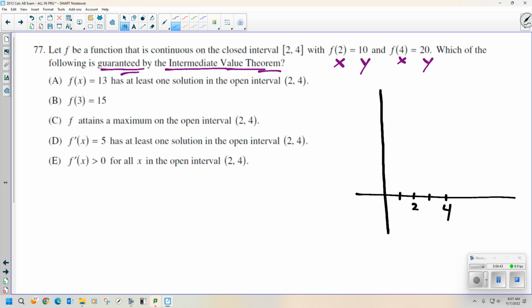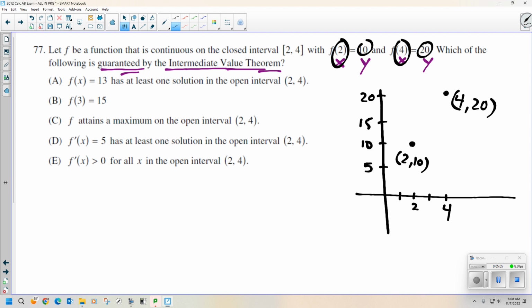Those are our 2 x values at 2 and 4. We'll go 5, 10, 15, 20. Because we need both of our y's, at 2, 10, that's right here. And at 4, 20, there you go. Those are two coordinates.